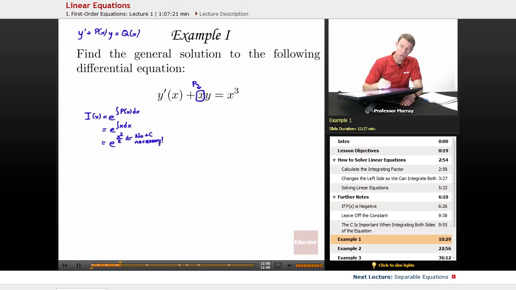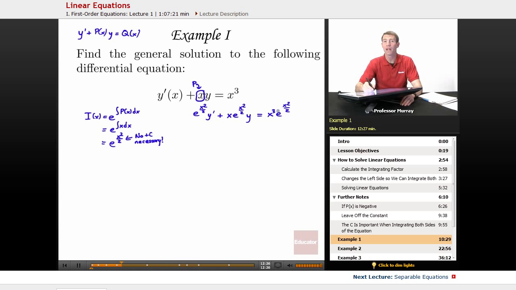So what we do with this integrating factor is we multiply it by both sides of the equation. So I'm going to multiply e to the x squared over 2 times y prime plus, I'm going to write this in the middle, x e to the x squared over 2 times y is equal to x cubed e to the x squared over 2.